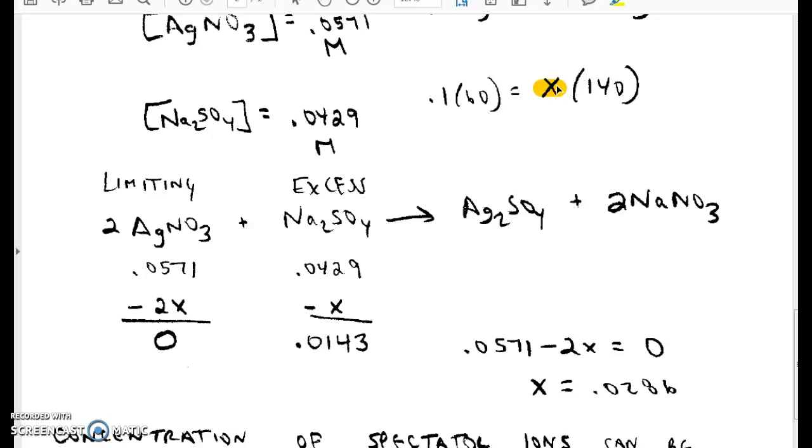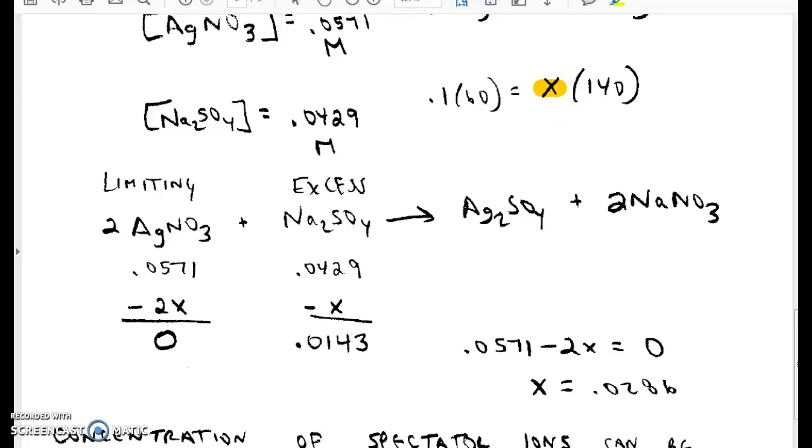In this compound, since there are 2 moles of sodium for every 1 mole of sulfate, the sodium ion concentration would be 2 times 0.0429, and the sulfate concentration would be just 0.0429 molarity.